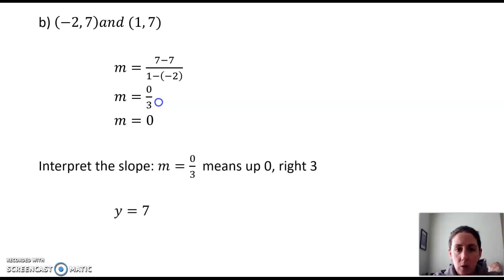And when we write a horizontal line, it's just y equals a number. It's saying no matter what your x value is, y is never going to change. Y is always going to be 7. Well, look at this. Look at what these two ordered pairs have in common. That's 7. So if I were to plot those two ordered pairs, 1, 7 and negative 2, 7, the only way to connect them is with a nice straight line that's horizontal.